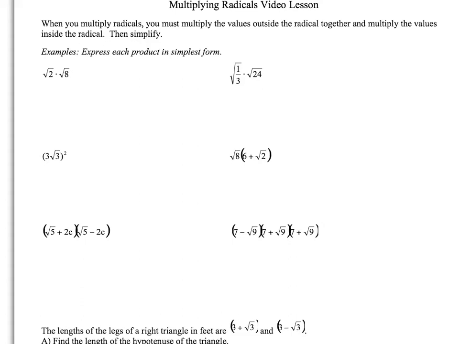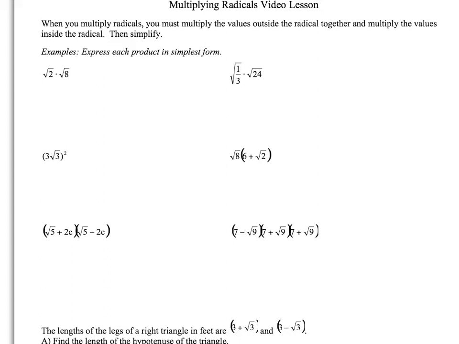Today we are going to multiply radicals. When you multiply radicals, your radicands do not need to be the same in order to multiply. So you can multiply any two radicals together. What you do is you multiply the outside together and then the inside together, and then if possible you reduce. It says express the product in simplest form.